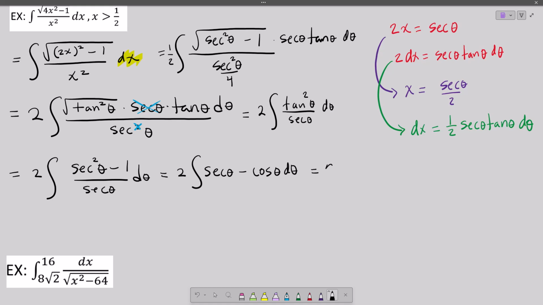So we get 2 times the integral of secant. We talked about that earlier today. That's natural log, absolute value, secant theta plus tangent theta, minus, distribute the 2 here as well, integral of cosine, sine, plus c. So now we have our antiderivative in terms of theta.